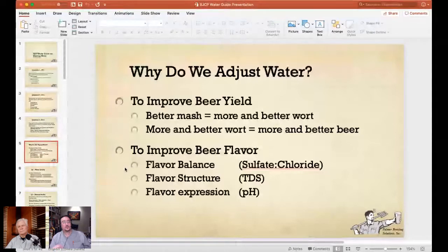We also do it to improve beer flavor, and we do it by those 3 items we just talked about. The flavor balance, that's sulfate and chloride, the flavor structure, that's total dissolved solids, and flavor expression, which is a function of beer pH, how the pH of the beer works to express the flavors of the beer to your palate.